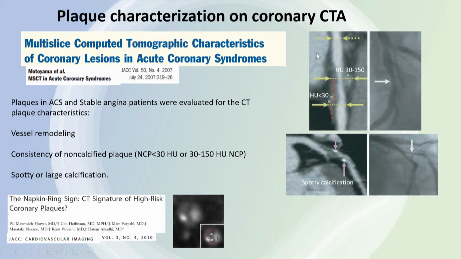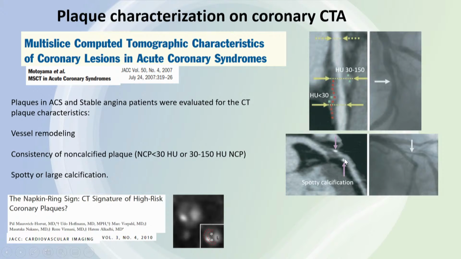So if you look at this image here, this here in the green is a more fibrous non-calcified plaque with Hounsfield units between 30 and 150. This plaque has a more necrotic-rich core with Hounsfield units less than 30. And of course, you're seeing positive remodeling here.